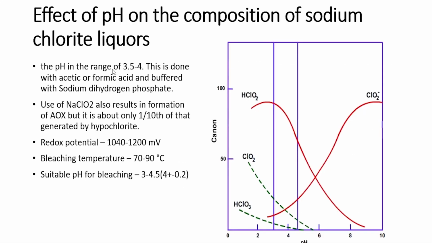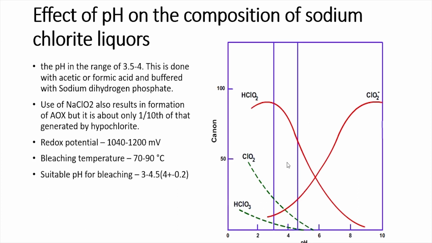The effect of pH on the composition of sodium chlorite liquor. So you see the graph. When you reduce the pH from 10 to 8, it starts forming HClO2, and if it is less than 6, there is liberation of ClO2, which is the active species for bleaching. So you have to do the bleaching at less than 6. Normally the best pH range is 3.5 to 4.